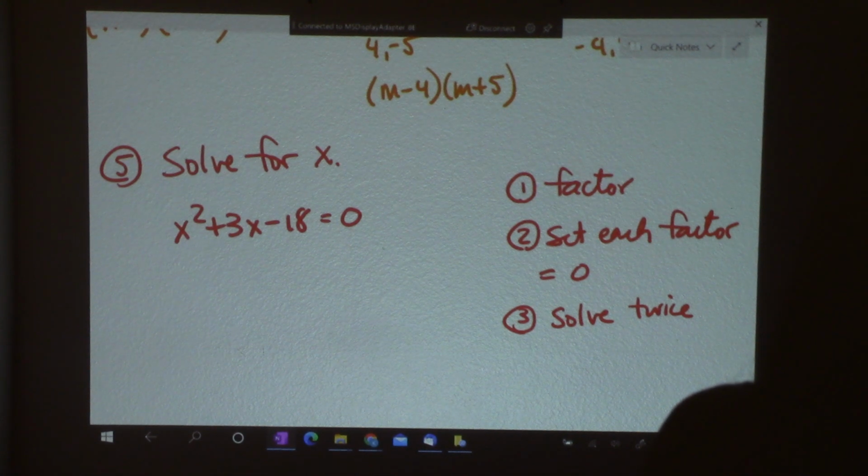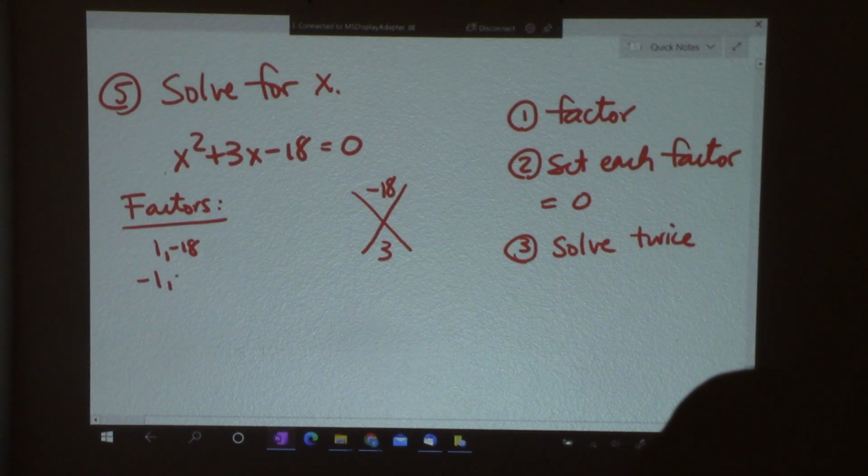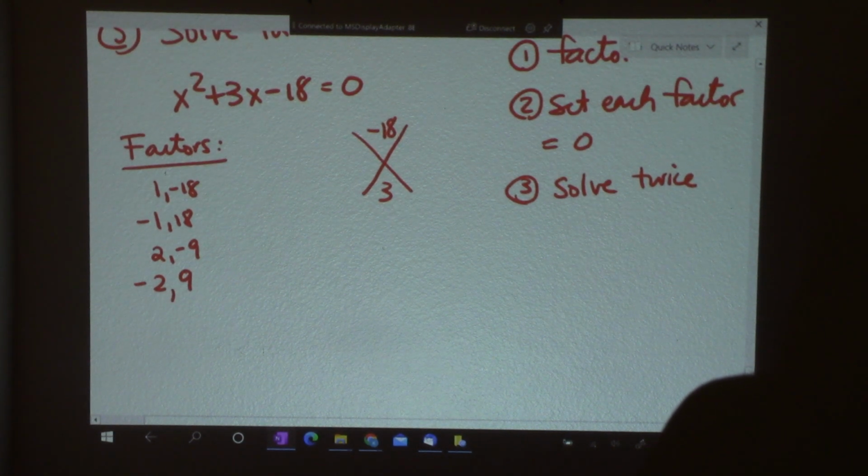Okay, so what I'm going to do is I'm going to do magic x. So I've got negative 18 and positive 3. So what are my factors? I've got 1 and negative 18. Negative 1 and 18. I've got 2 and negative 9. Negative 2 and 9. Okay, always have to have the different sign possibilities. How about 3 and negative 6 and negative 3 and 6?